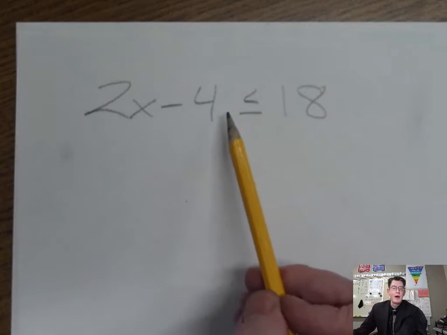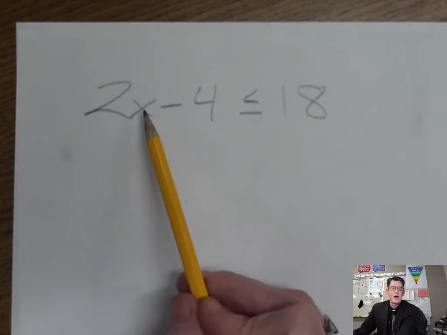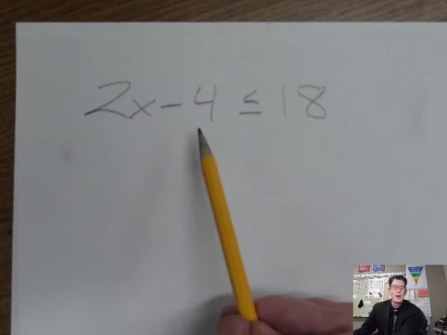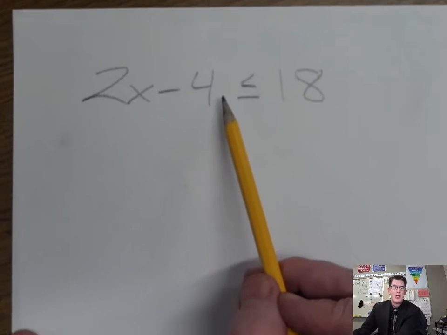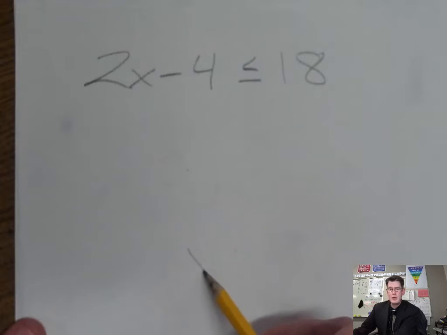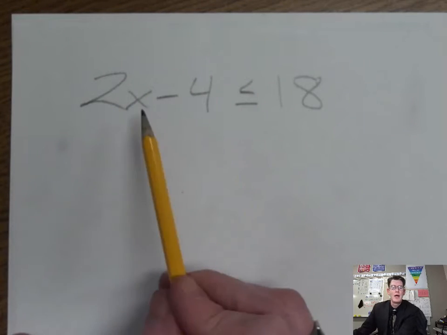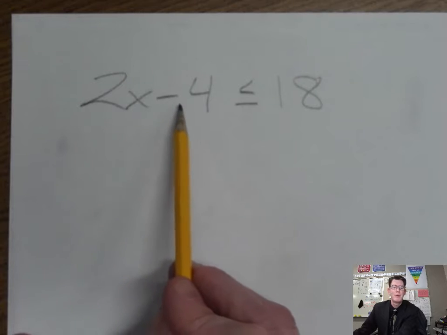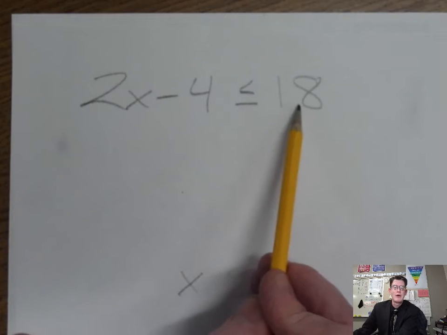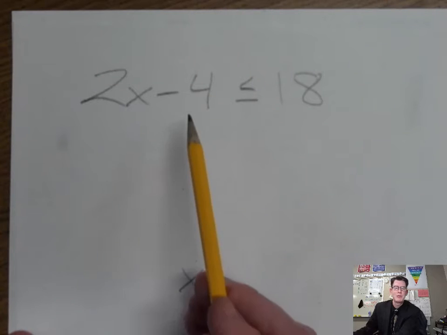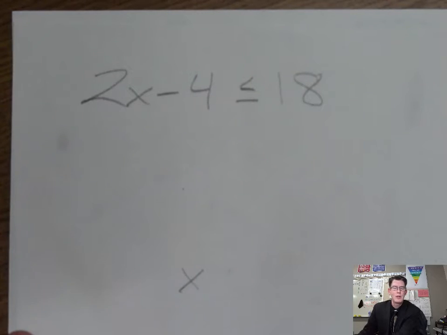Inequalities where there's a variable and two numbers or two operations, or we call them two steps required to get it so that you have x all by itself. So in order to undo all this, this is 2 times a number minus 4 is less than or equal to 18. The whole point is to try to figure out what the x numbers can be for that to work.